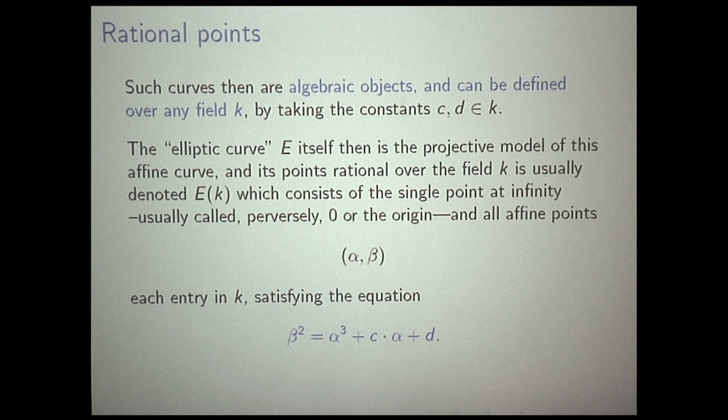And so c and d are just algebraic objects. You can think of them in any ring, or in any field. And so you have elliptic curves over any field. The set E(K) in the middle of that slide is the preferred notation for the set of rational points of the elliptic curve, specifically not the affine one, but rather the projective one. So you include the point at infinity, which you perversely call 0, and take all the affine solutions of that equation, and that's the set of rational points.